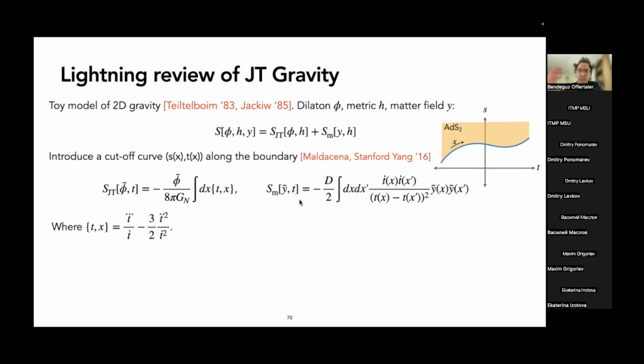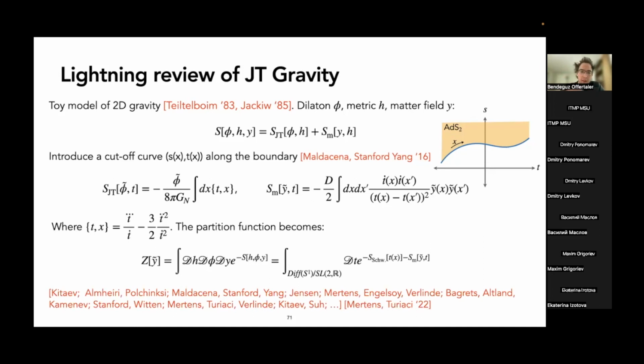For the matter action, if we take it to be, in the simplest case, a massless scalar minimally coupled to the metric, then it takes this bilocal integral form along the boundary, where chi tilde is like the source for the matter fields. At the level of the partition function, one can integrate out the metric and the dilaton, which acts as a constraint, and the matter fields, which are quadratic, and are simply left with an integral over the distinct boundary curves, which is equivalent to integrating over all reparametrizations modulo the SL2R transformations on the boundary.